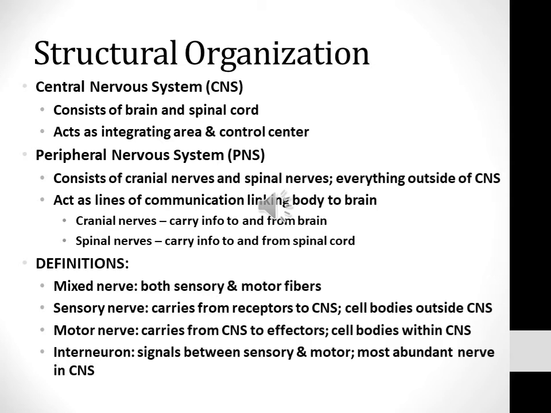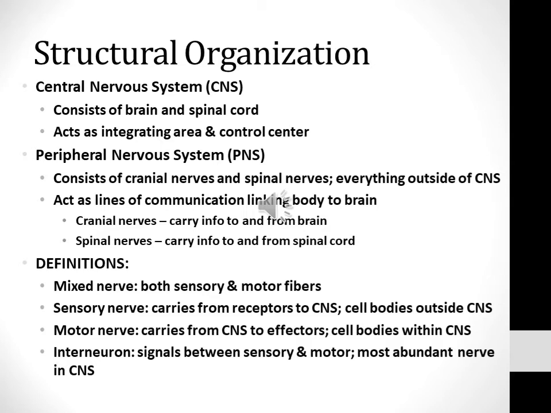Those could be a mixed nerve, which contains both sensory and motor fibers. It could be a sensory or an afferent, AFF, which carries information from receptors to the central nervous system, and those cell bodies are outside the central nervous system. We could have a motor nerve, an efferent, EFF, right? So carrying out the effect, which carries information from the central nervous system to the effectors. Those cell bodies are within the central nervous system.